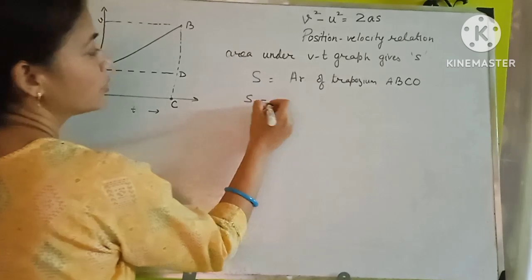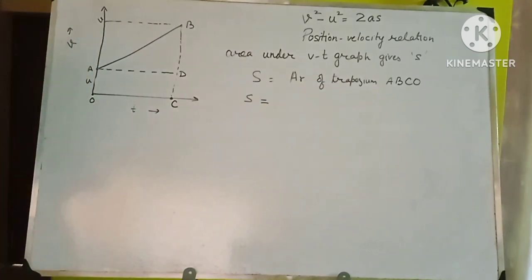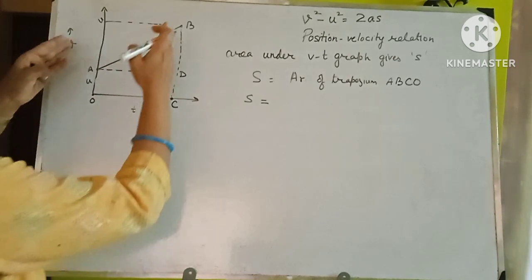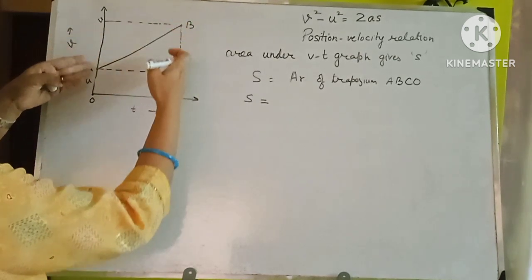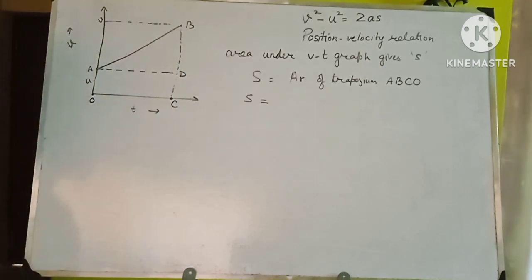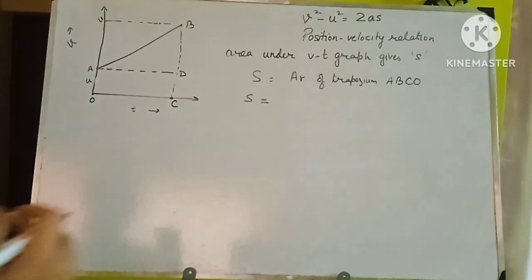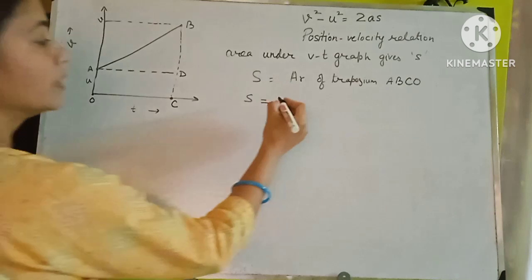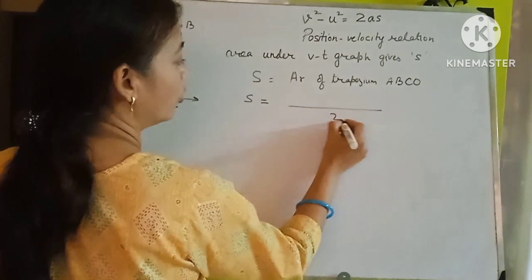Now, let's use the formula for the area of a trapezium. What's the formula for the area of a trapezium? The area of a trapezium is half the sum of parallel sides into height. What's the formula for the area of a trapezium, children? So now we'll write area of trapezium, half.